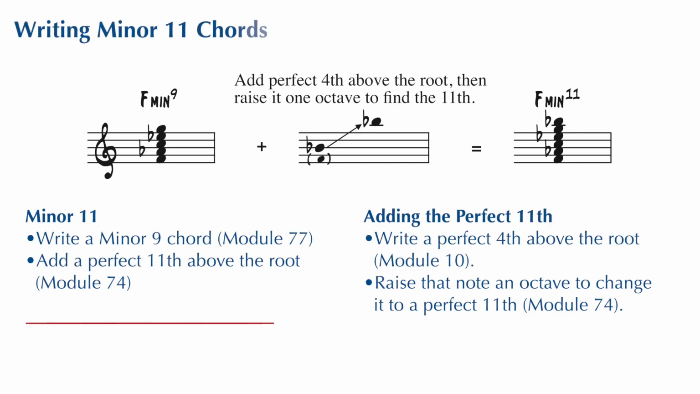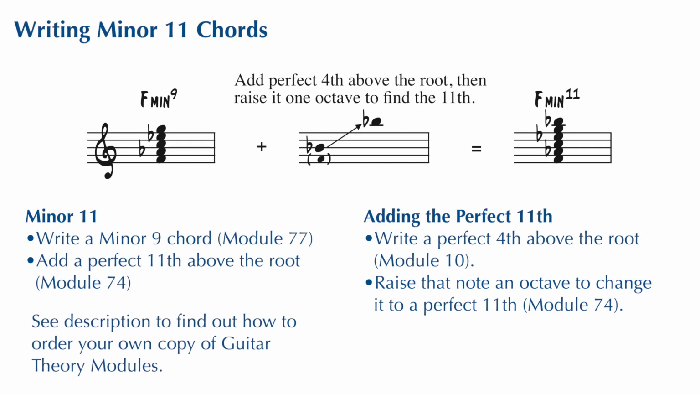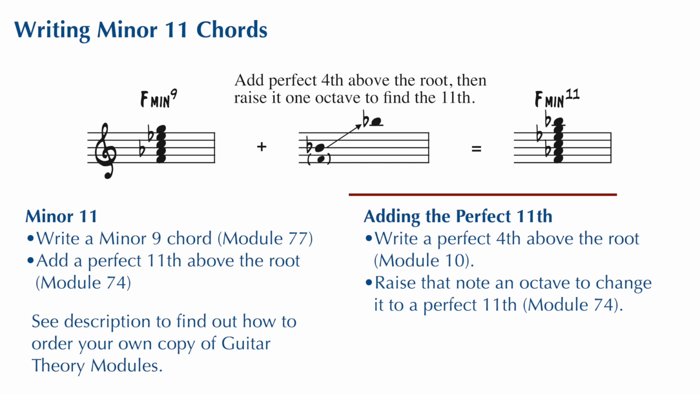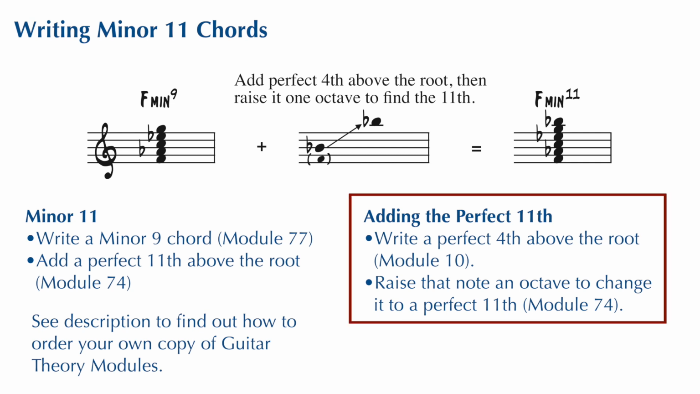There are two steps for constructing minor 11 chords. Step 1 is to write a minor 9 chord, and if you're a little fuzzy on that, you can review Module 77, the previous module. Step 2 is to add a perfect 11th above the root. And remember, until you're able to find that perfect 11th quickly, the easiest way to add the 11th is to write a perfect fourth above the root and then raise that note an octave.